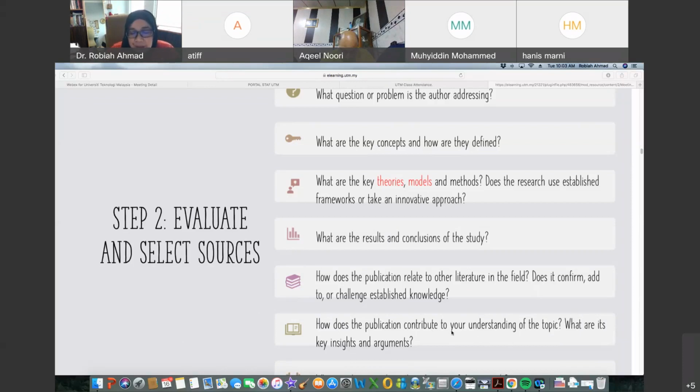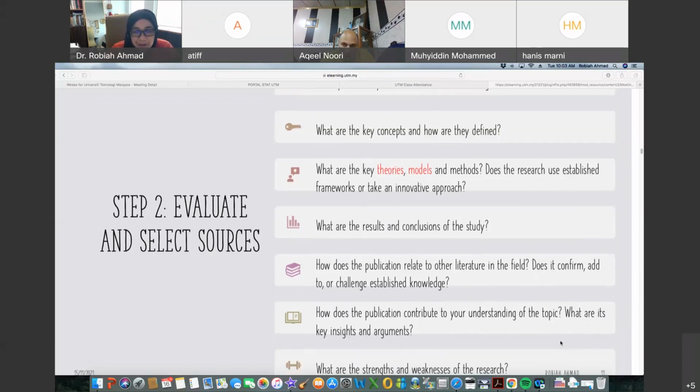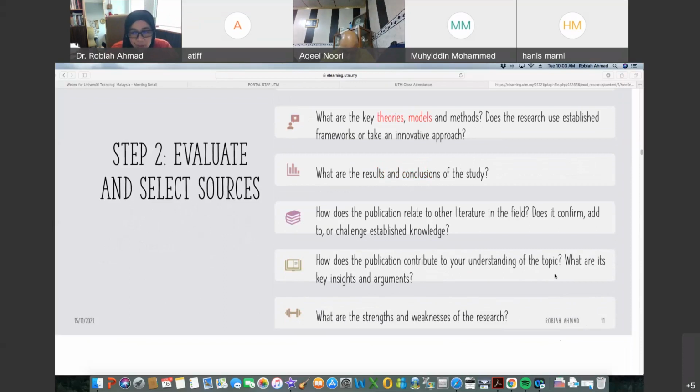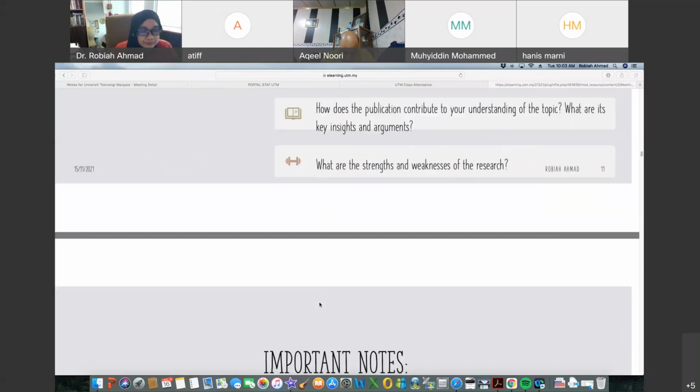How does the publication contribute to your understanding of the topic? What are its key insights and arguments? This one you have to write down. And then what are the strengths and weaknesses? Also, you have to write it down. Okay, so synthesize all these findings.